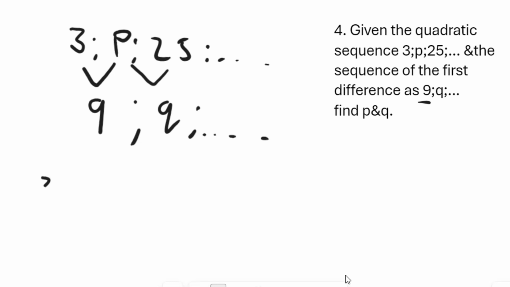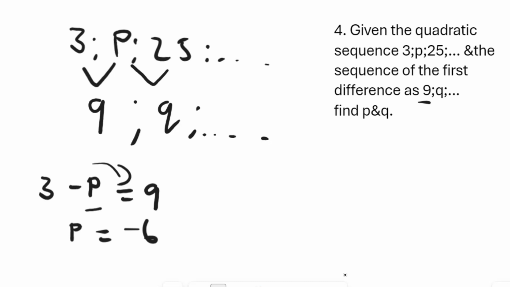But we know that p minus 3 is 9. So we can go ahead and solve for p. We take 3 to the other side. We just say p is 9 plus 3, that is 12... Sorry, as spoken: p is minus 6. 3 minus 9 is minus 6. So we have p as minus 6. Then we have 3 minus negative 6, that is 3 plus 6, that is 9. Okay, so you have solved for p.